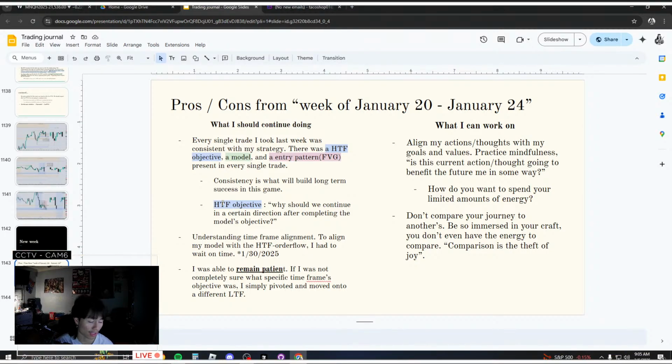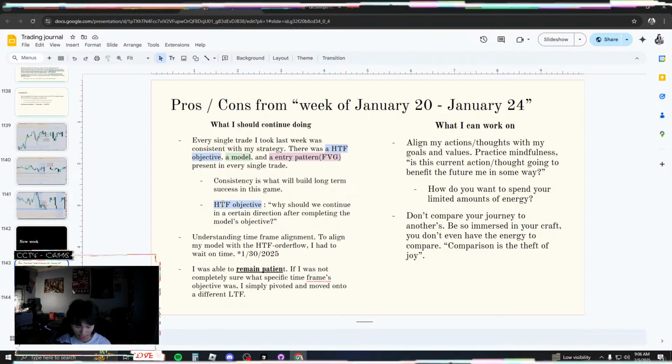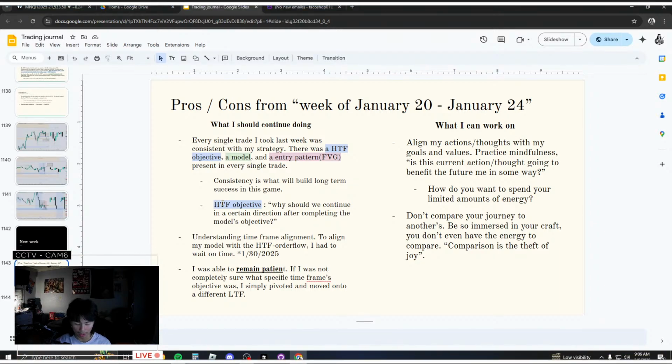So there's that. And the last thing that I should continue to do here, like I said, is remain patient. Patience is a virtue. Sometimes there are going to be days where you know where prices is going to go, or you have a general idea of what prices wants to do, right? But your model isn't present, or you don't have a fair value gap to enter off of. If you don't have those things, like I said, you have to practice patience, right? Have the will, have the discipline to actually be able to stay away from the markets.